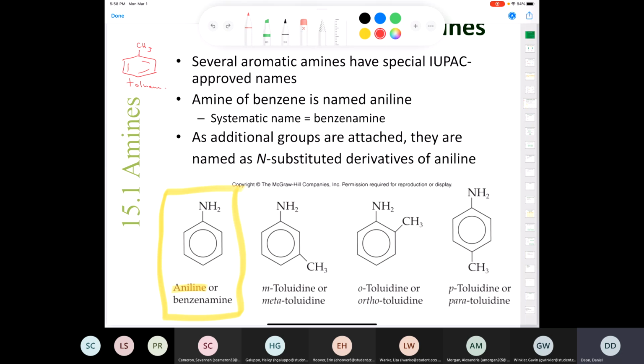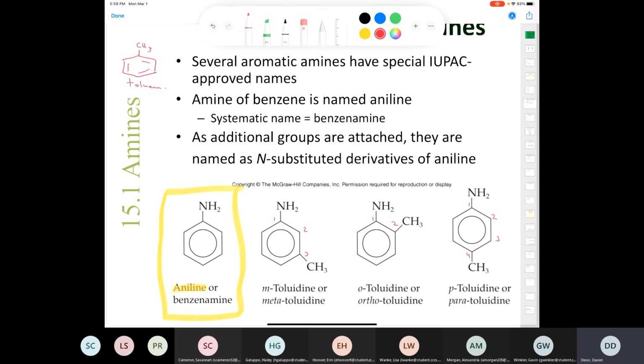So if the 2 groups are 1, 2, 3 apart, that's meta substitution, this would be meta-toluidine. If they're 1, 2 apart, that would be ortho-toluidine. And if they're 1, 2, 3, 4 apart, then we have para-toluidine. Okay, that is something that you would need to know for the next exam. Actually, for your next exam, I would not ask you about toluidine on the final, or at least I've never done it.